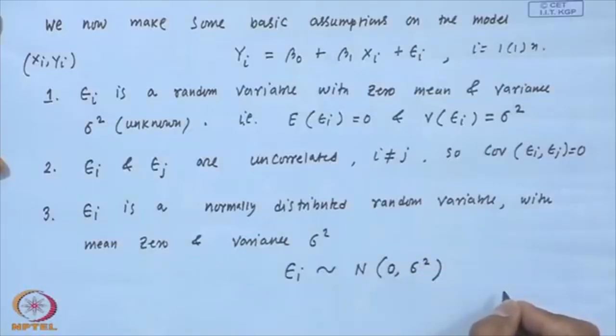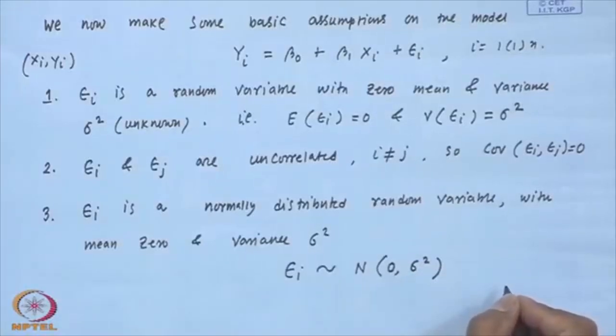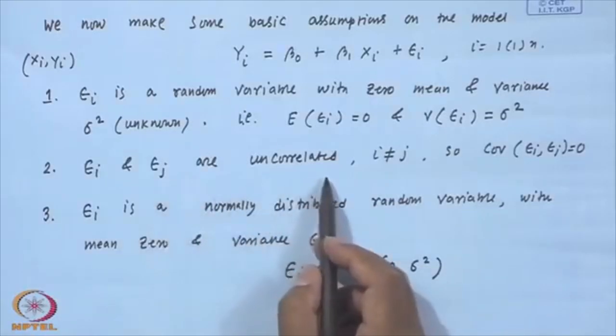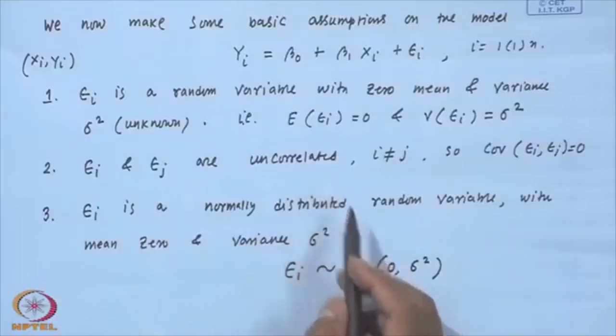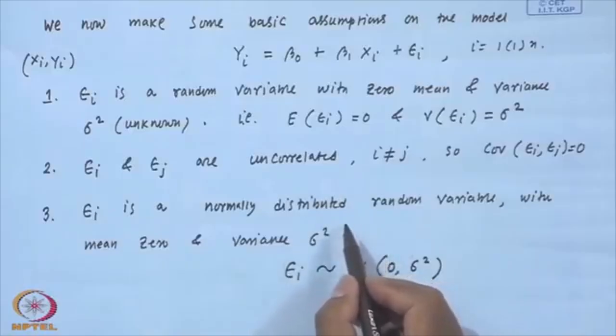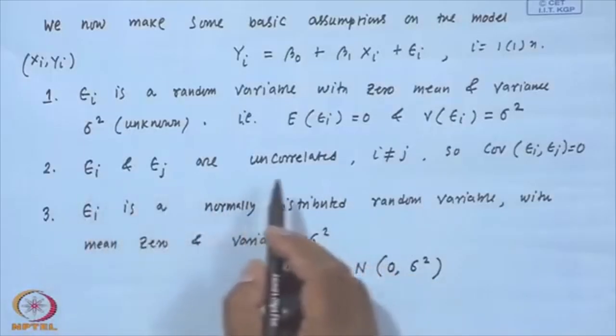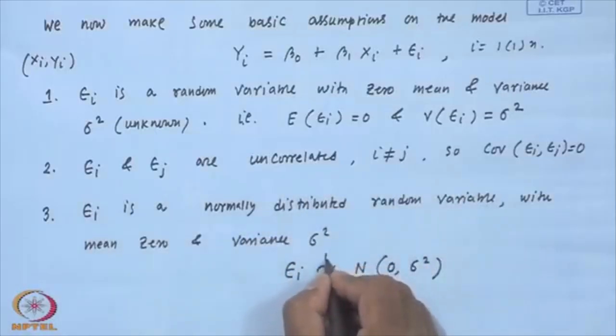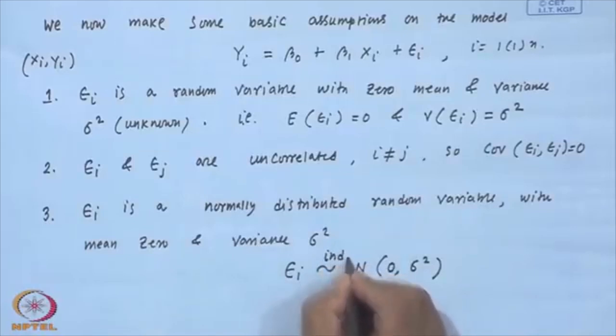Okay. Now, what you can see is that these epsilon i's are uncorrelated and they are normally distributed. So, under this normality assumption, these epsilon i's are not only uncorrelated, they are independent also, right. So, these are independent. Okay.